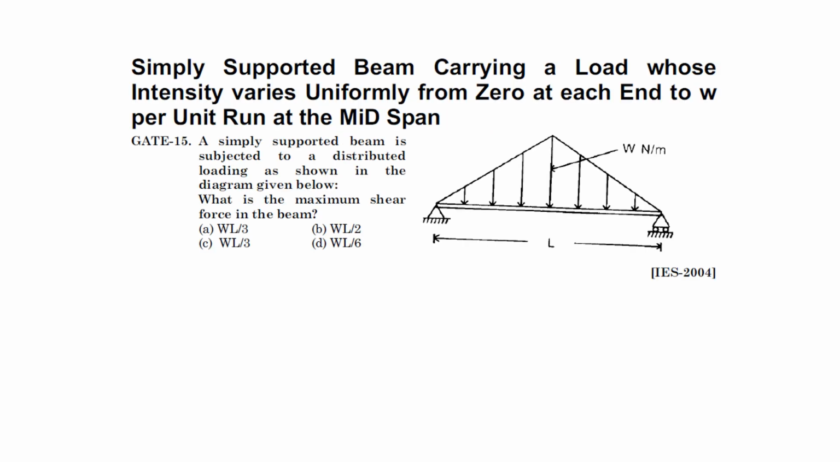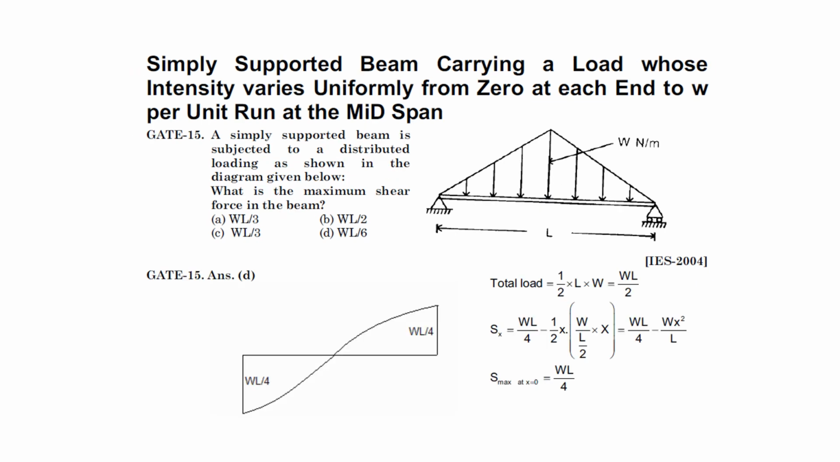Next question, no need to read this. Okay, we'll see that a simply supported beam is subjected to a distributed loading as shown in the figure. What is the maximum shear force in the beam? Okay, so this is the loading condition. They are asking what is the maximum shear force of the beam. So the total load is half of L into W. So this is WL by 2.